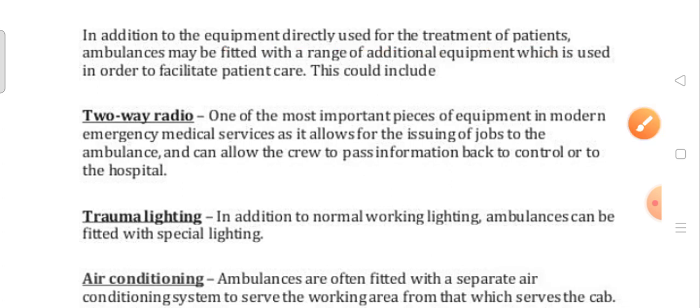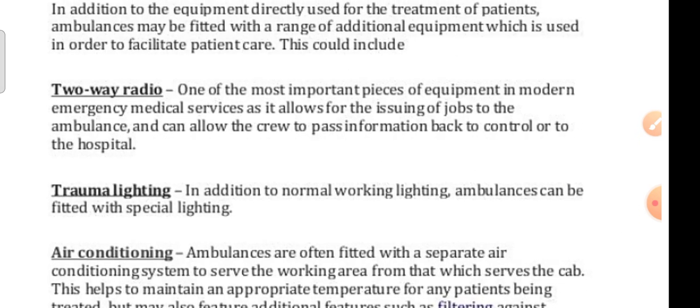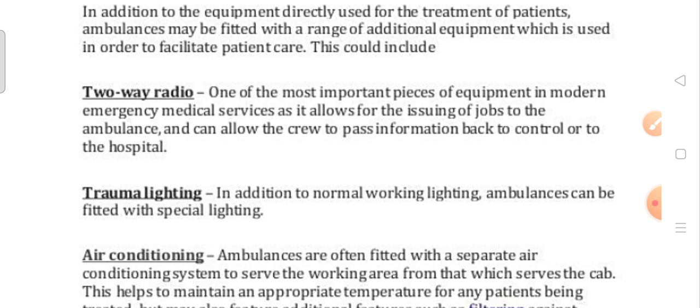It's clear, no? So two-way radio, trauma lighting or air conditioner. Two-way radio is one of the most important pieces of equipment in modern emergency medical services, as it allows for the issuing of jobs to the ambulance and can allow the crew to pass information back to control or to the hospital. That is one, and one more is that it can also allow the crew to pass information back to control or to the hospital. That is the reason two-way equipment will be there.